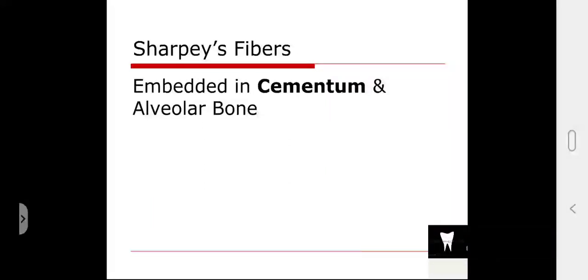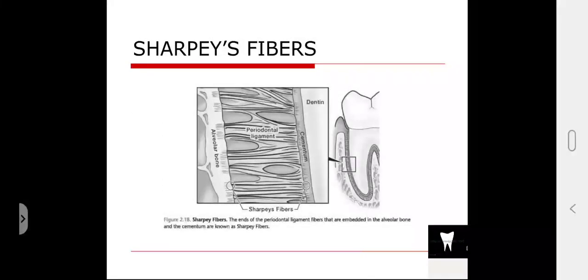Sharpey's fibers, this is what I was speaking about before when I said about the different fiber groups. Sharpey's fibers, I can almost guarantee you will be on your boards. They always ask about them because they're very important. They're embedded in the cementum. You need to know that. And they're embedded in the cementum and the alveolar bone. Sharpey's fibers are, again, just broken down histologically. Okay, so you can get a better idea of what they look like.